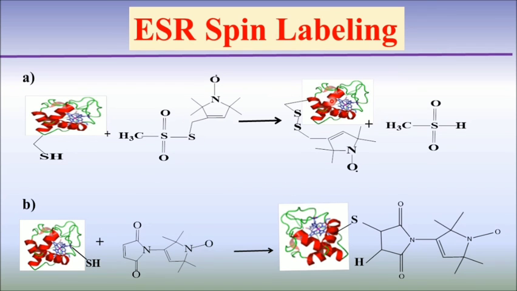ESR spin labeling is an important tool to study the dynamics of DNA, RNA, and protein molecules. For example, nitroxides on reaction with the SH group form a compound. Now the protein is spin labeled. Therefore, using site-directed mutagenesis, we can attach the nitroxide spin and we can study the distance between the two spins.